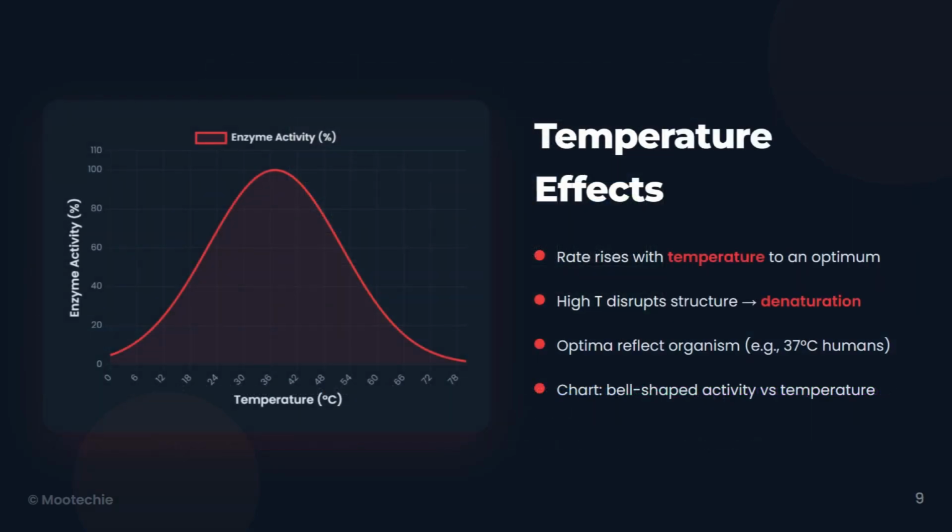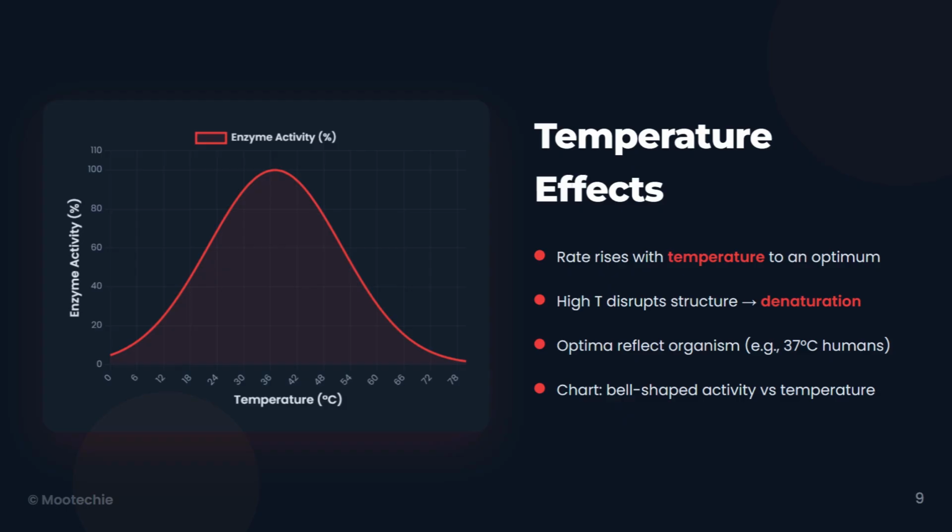Moving forward, we'll see how enzymes are affected by their environment. Starting with temperature, the reaction rate rises with temperature up to an optimal point. High temperatures disrupt the enzyme structure, causing denaturation. This optimum reflects the organism's environment, for example, around 37 degrees Celsius for human enzymes. A chart on the slide shows a bell-shaped curve of enzyme activity percentage versus temperature.